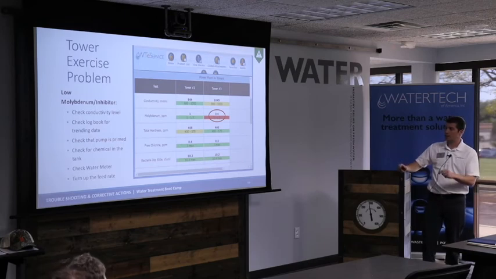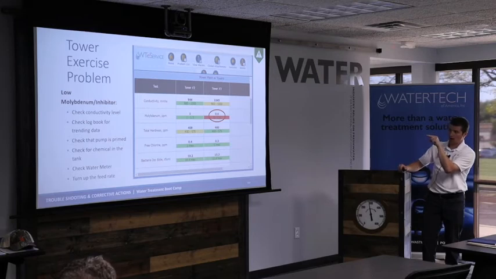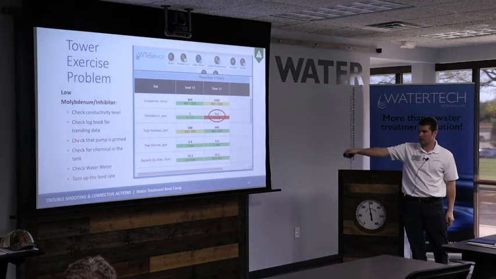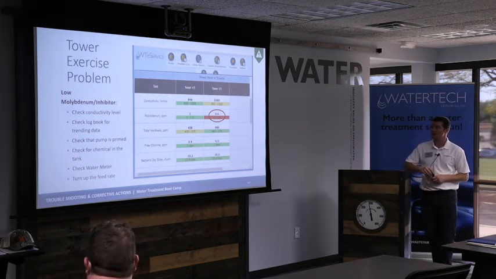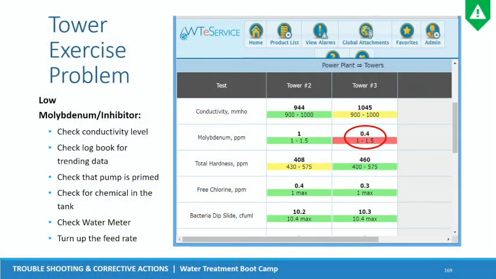And again, why do you think the molybdenum in tower number 3 in this case is reading low versus everything else? Here are some of the things that you've already done. You've checked all these things. So what do you think is maybe going on? I'll give you about 30 seconds to think about that, and then see if someone has a solution. What do you think would be the corrective action to fix this problem is what we're looking for.